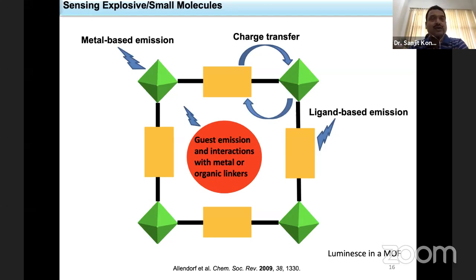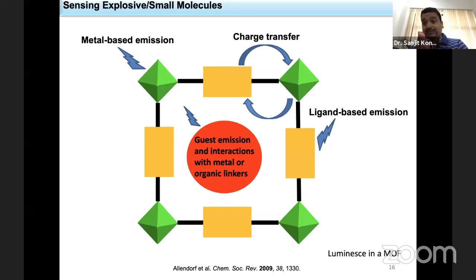But this doesn't always happen, because most of the time the guest molecules don't go inside the cavity. Even if they go, they don't interact enough to change the color of the molecule. But if you have a very nice porous molecule that encapsulates the guest molecule, and the guest interrupts these charge transfer processes, you can see color changes. Therefore you can identify or detect that particular chemical. So you have wonderful results in this area.